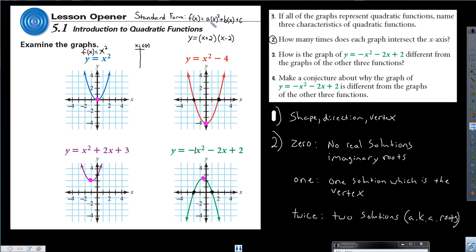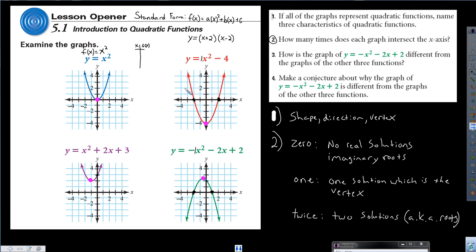So when the a value is negative, it's going to frown. And that kind of answers another question that's asked later. When the a value is positive, so here the a value is positive 1, it smiles. And it can be positive 6 or positive 8 or positive 200.